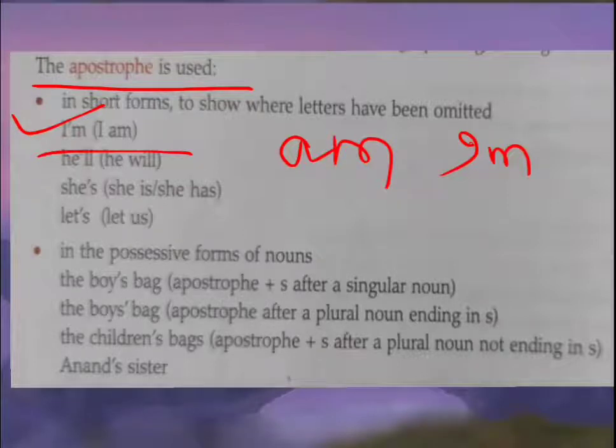He'll means he will. Here W and I are omitted. She's means she is or she has. So when some letters are omitted, we can use an apostrophe. Let's means let us. Here U is omitted. So when some letters are removed, that time we have to put an apostrophe.